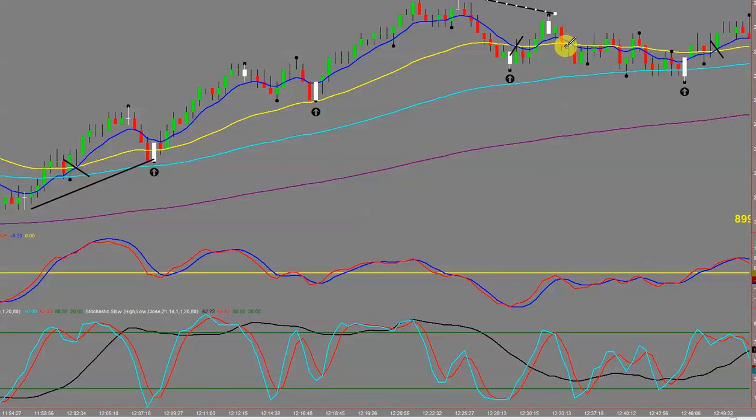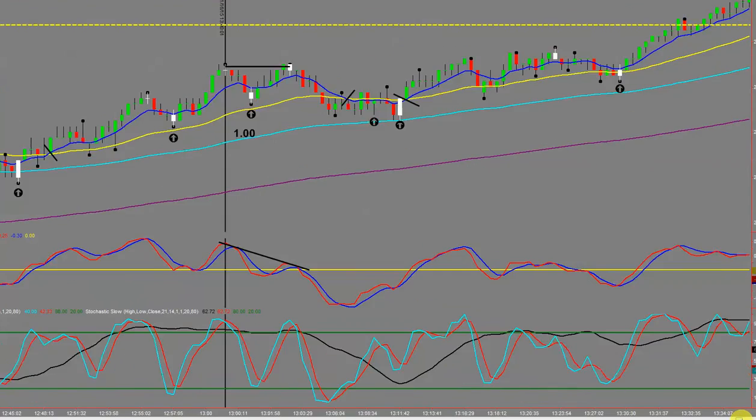Now that there, what if we jumped in there? Well, that was good for 1, 2, 3, 4, 5, 6, 7 ticks. Okay, 6 ticks is $75 per contract.